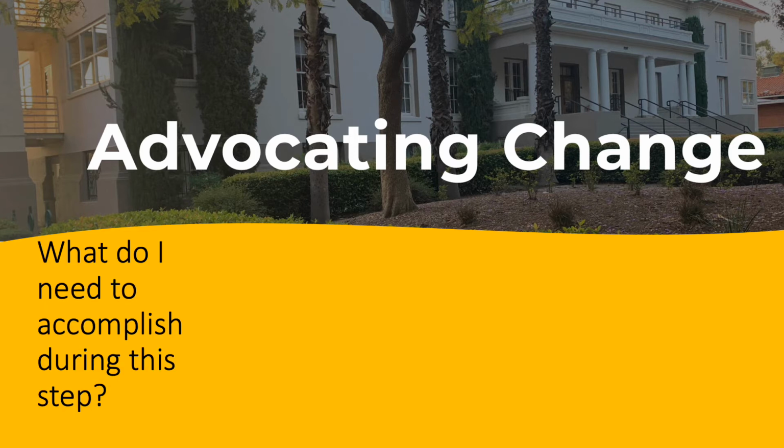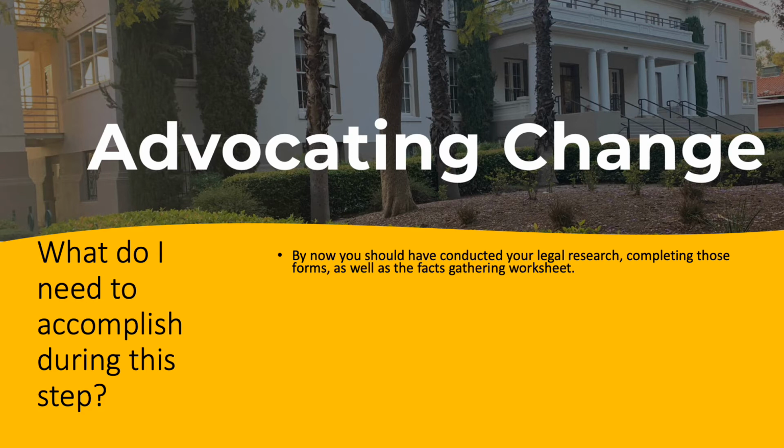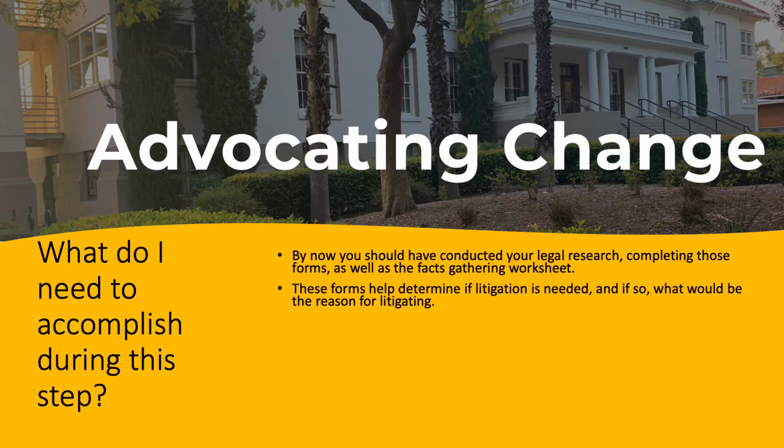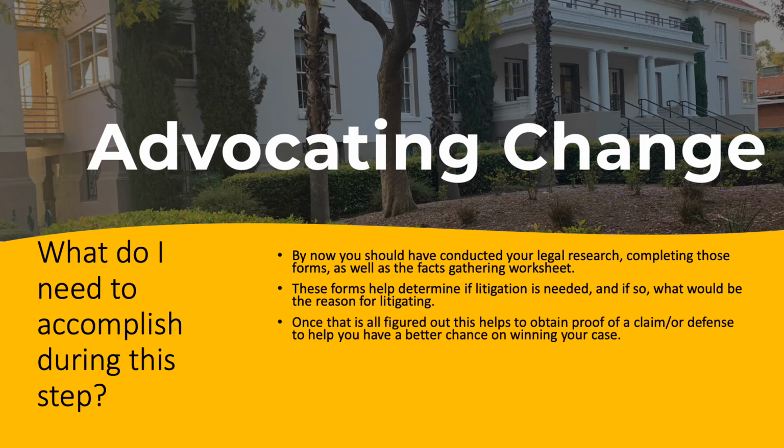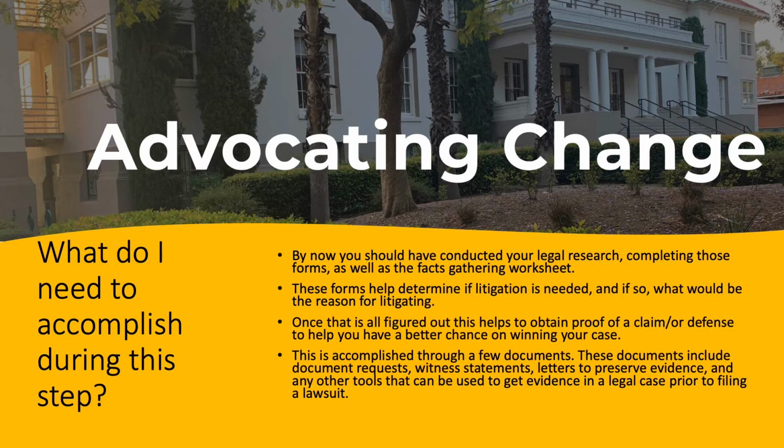So, what do I need to accomplish during this step? By now, you should have conducted your legal research, completing those forms, as well as the fact gathering worksheet. These forms help determine if litigation is needed, and if so, what would be the reason for litigating. Once that is all figured out, this helps to obtain proof of claim or defense to help you have a better chance of winning your case. This is accomplished through a few documents. These documents include document requests, witness statements, letters to preserve evidence, and any other tools that can be used to get evidence in a legal case prior to filing a lawsuit.